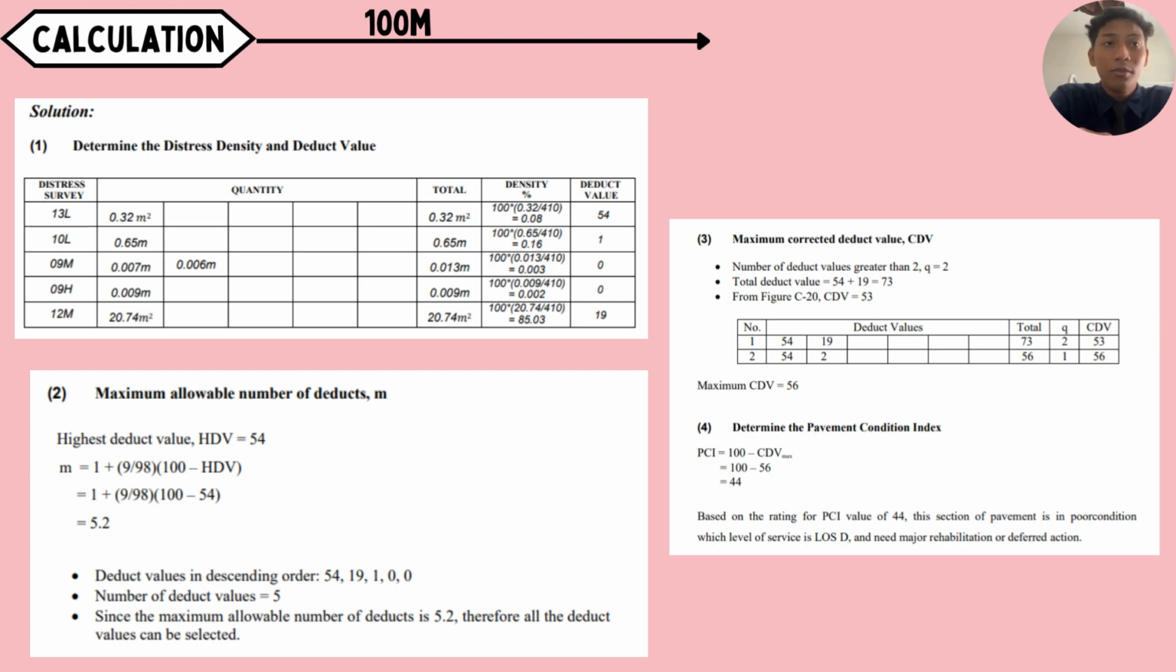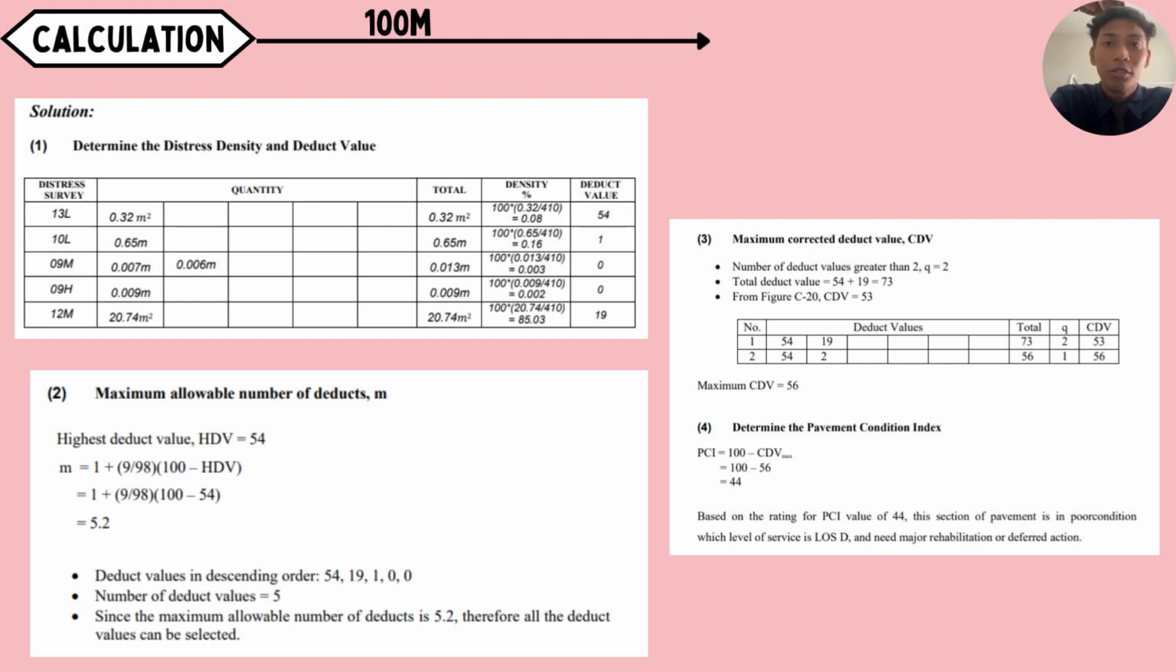The third step, we need to find the maximum corrected deduct value, CDV. For the first 100 meter, our group has found the maximum CDV is 56. The last step, we need to determine the Pavement Condition Index. To find the PCI, we need to use the formula 100 minus the maximum CDV. We already found the maximum CDV in the third step, so we just do 100 minus 56, and it will be 44.